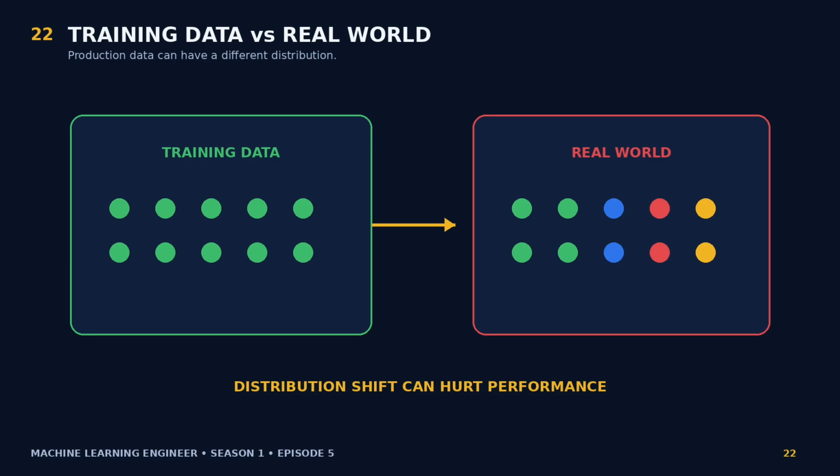This brings us to an important idea. Your training data is only a sample of the real world. If production data looks significantly different from training data, model performance can suffer. That is one of the reasons why data monitoring becomes important after deployment.